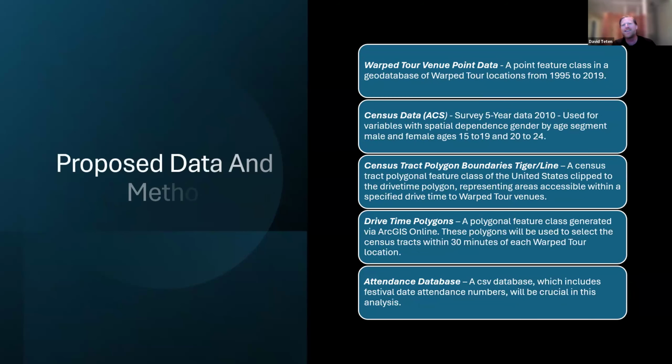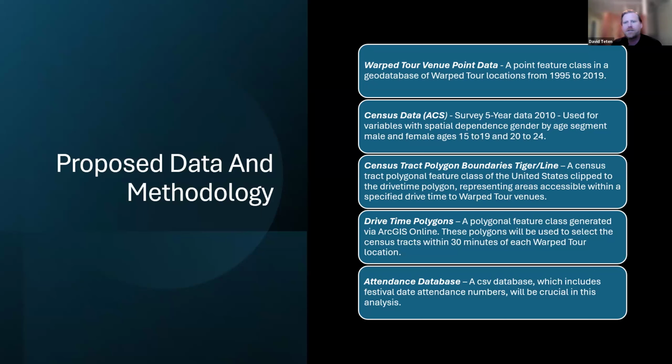It's not as fun. So, proposed data and methodology: the Warped Tour venue data point set is the comprehensive set that was built by myself and the Warped Tour creators painstakingly over months. It's just a feature class geodatabase with the points of 1,038 festival dates. I also needed some census data, so I combined the ACS table and the boundary lines for this.